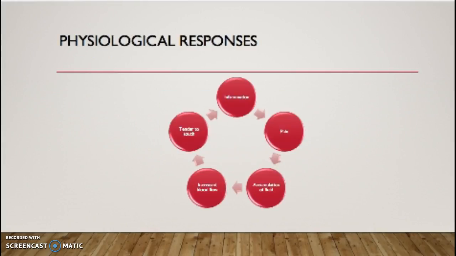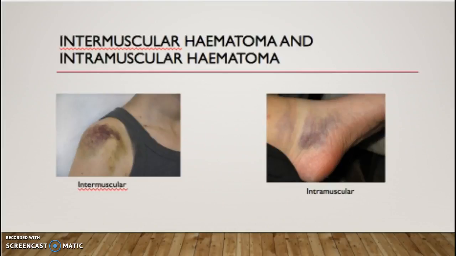So there are 5 different physiological responses that the body has to injury. You've got inflammation, pain, accumulation of fluid, so swelling, increased blood flow, and tender to touch. And then you've also got bruising, so you have intermuscular hematoma and intramuscular.